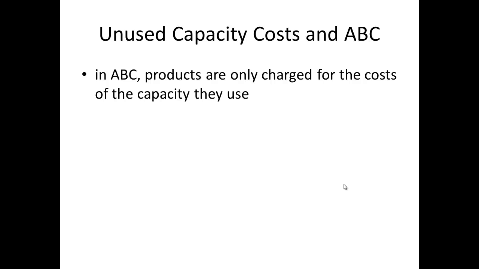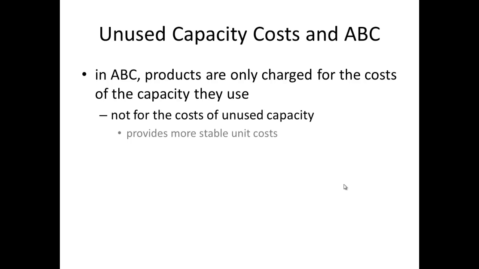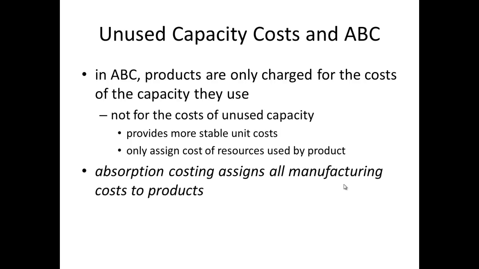Within your factory, you're going to have some unused capacity at times, idle machines, a shift change. So in an activity-based costing system, products are only charged for the cost of the capacity that they actually use, not for the cost of unused capacity. This provides a more stable unit cost. And if we only assign the cost of the resources that are used by the product, it'll be a more accurate reflection of what the true costs of that product are.